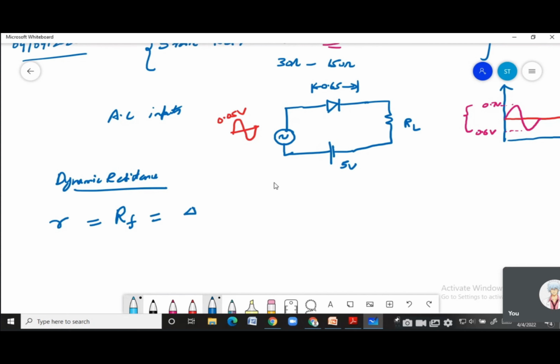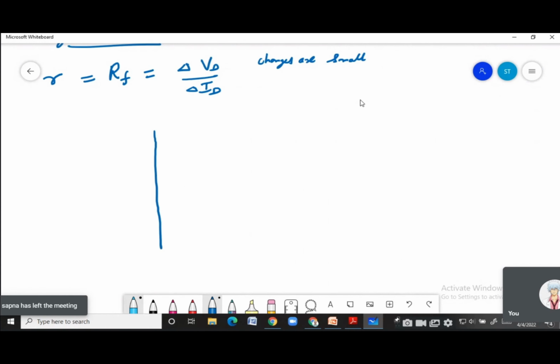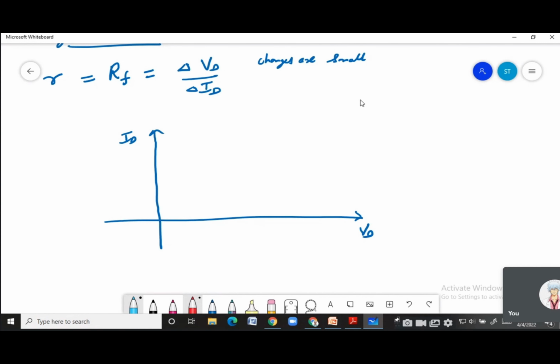This is defined as the change in the voltage across the diode upon the change in the diode current, where it is important that the changes are small. So what does it mean in the characteristic? If you look at this characteristic, I'm again going to redraw it: voltage across the diode, current. I've connected a certain DC, so I get a load line, and it intersects the characteristic like this. So my operating point is somewhere here.